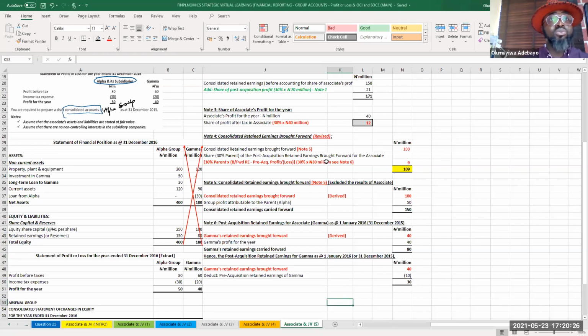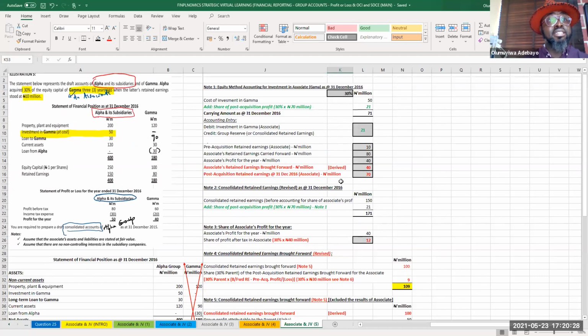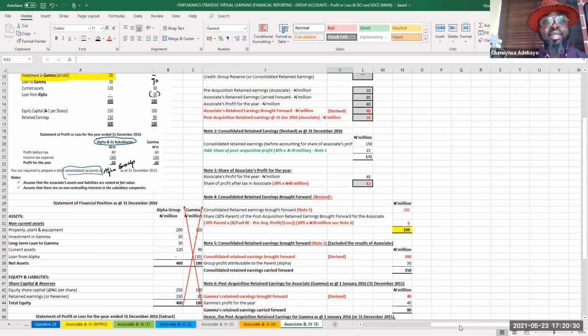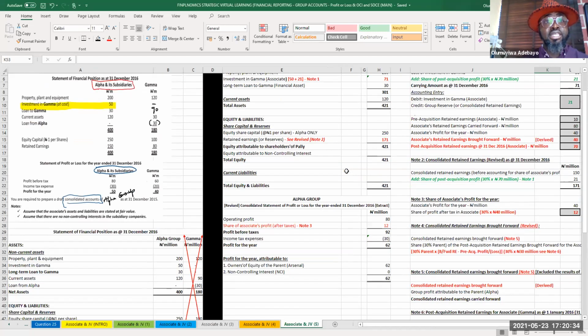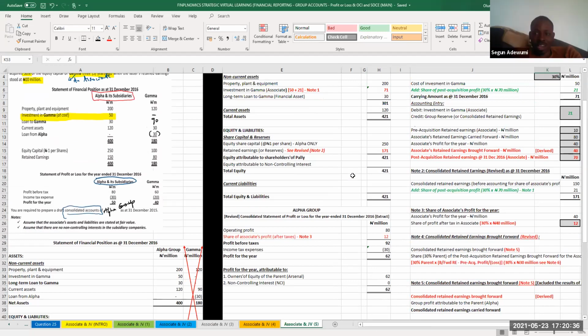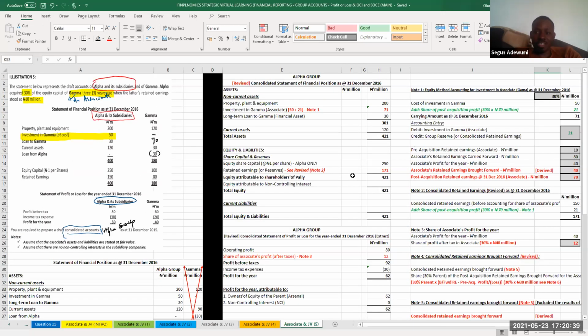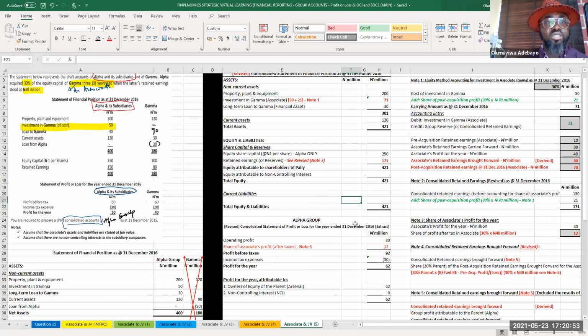In the absence of any question, I think this has brought us to a conclusive position on investment in associates. If there's no other question, I have a question not directly related to what we are treating today. Does it relate to associates at all? No. Okay, before that, let us conclude this before you ask that question.